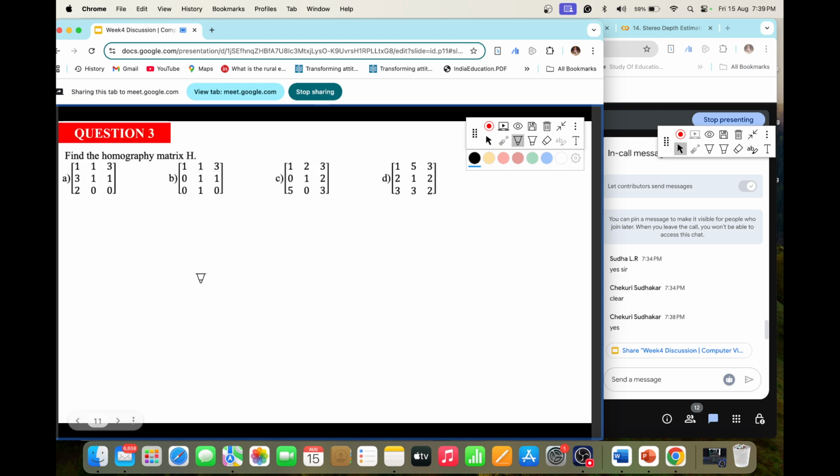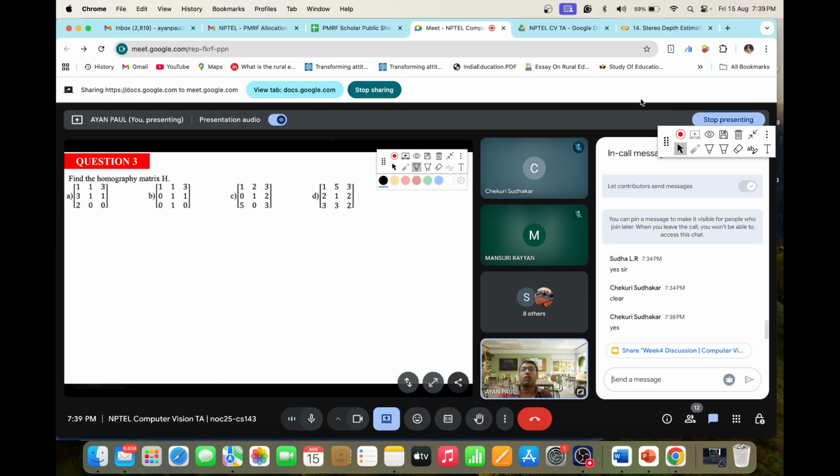So find the homography matrix. What is the formula for a homography matrix if you have K, K dash and R? Can anyone tell what is the formula?